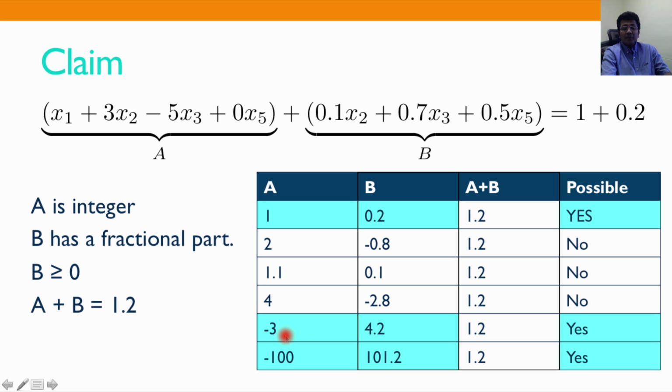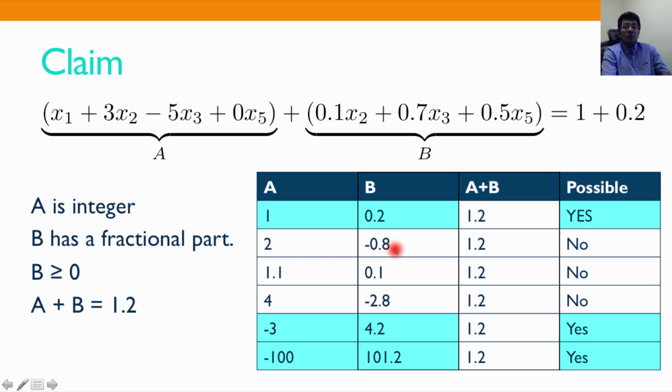For example, A can be minus 3 and B can be 4.2 because there's a minus 5x3. We don't say that A is positive. A may be positive, negative, 0. We do not know. So A can be minus 3, B can be 4.2. A can be minus 100, B can be 101.2. That's all possible. What's not possible?